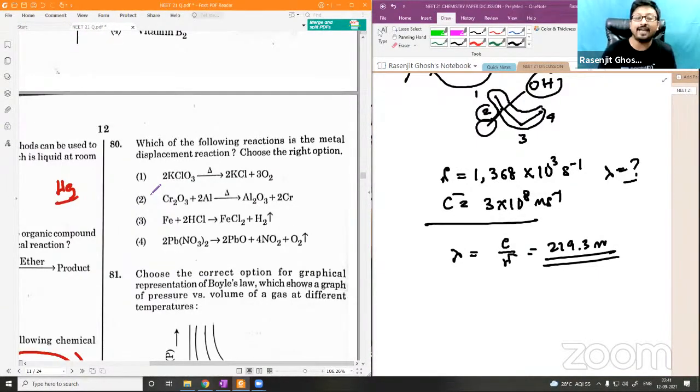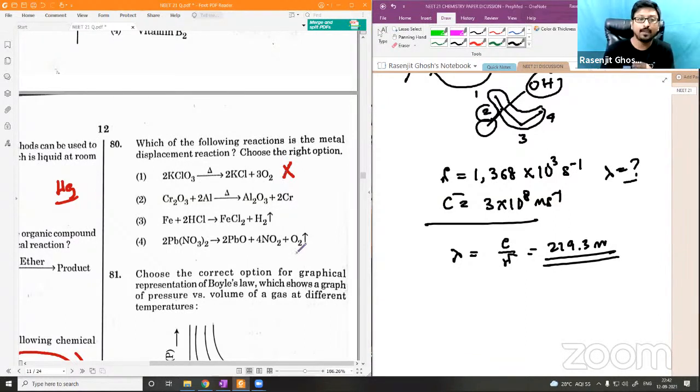Which of the following reactions is the metal displacement reaction? Right, this was the question. It's a very simple one. For metal displacement, you have to find out the metals in the reaction. Now you can see in the first reaction, KClO3 decomposes into KCl and oxygen. It is a decomposition reaction. It is not a displacement reaction. So definitely this is not it.